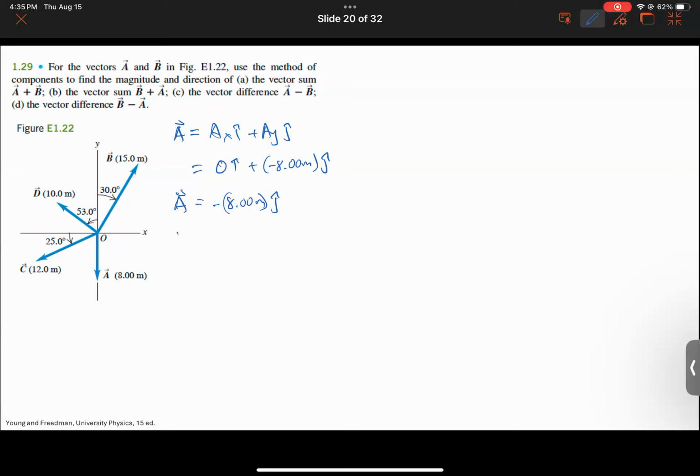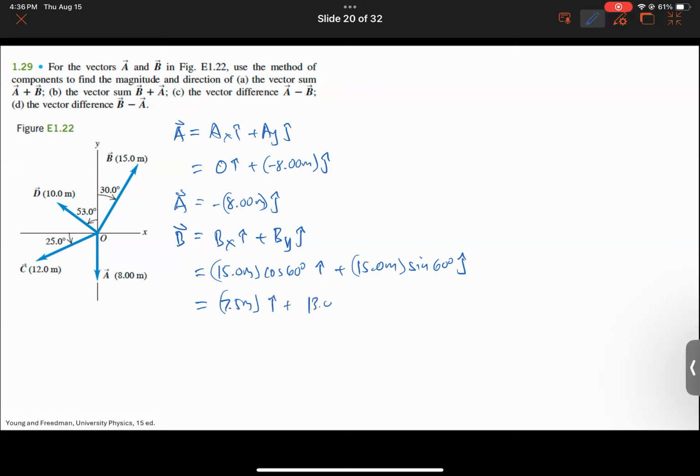Vector B is BX I hat plus BY J hat. So BX is 15.0 meters times cosine ng 60 degrees I hat plus yung BY is 15.0 meters times sine ng 60 degrees J hat, or 7.5 meters I hat plus 13 meters J hat.